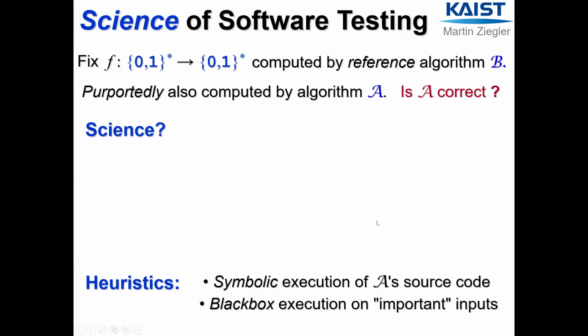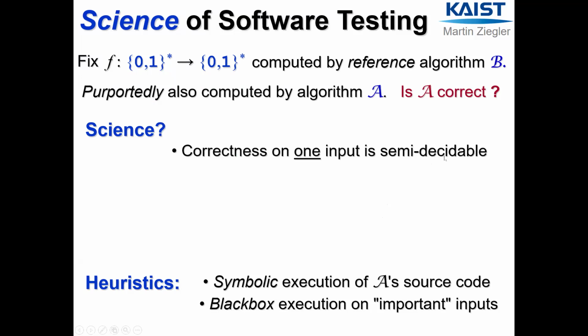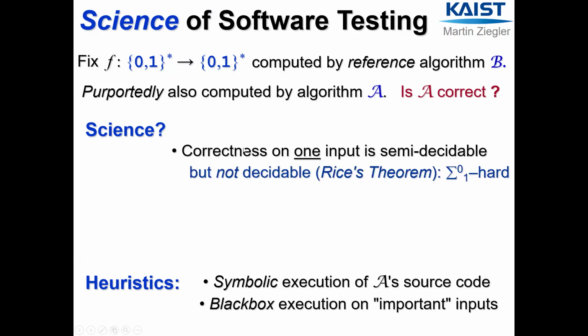So what can we say rigorously as computer scientists, as opposed to engineers, about software testing? Well, testing correctness on one input is semi-decidable or recursively enumerable. Simply simulate the algorithm A on that input, and if the algorithm terminates, compare its output to the value of the reference algorithm B. But it's not decidable. And actually, any non-trivial property of an algorithm is known to be undecidable. That's Rice's theorem, right? And more precisely, it's sigma 0, 1 hard. It's as hard as the halting problem.